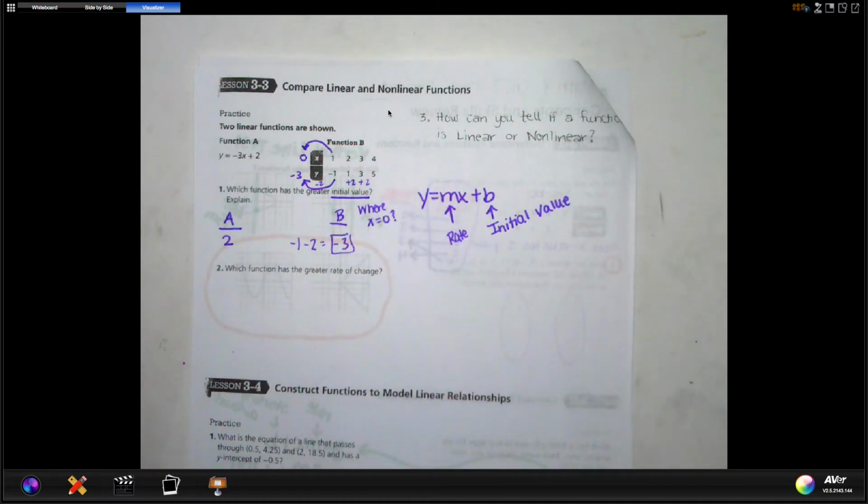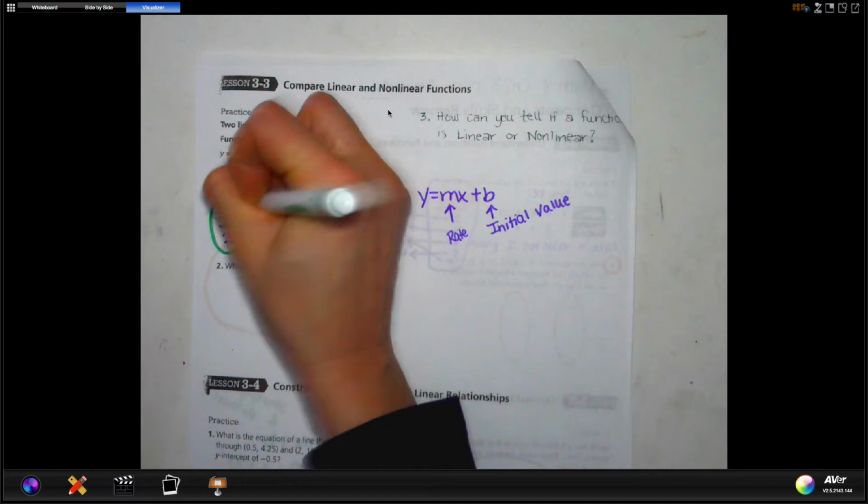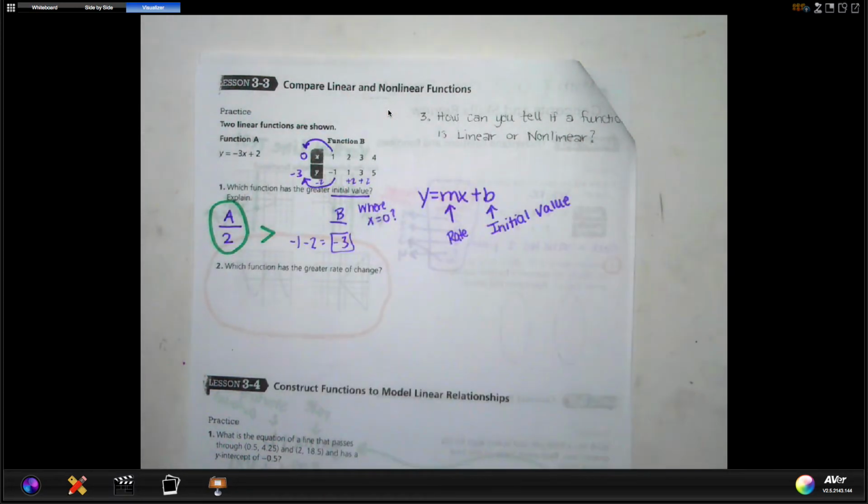Okay, so the question is, which function has the greater initial value? Which one is greater, function A or function B? A. Yep. +2 is greater than -3. And there's my greater than symbol just for our notes. That is greater.